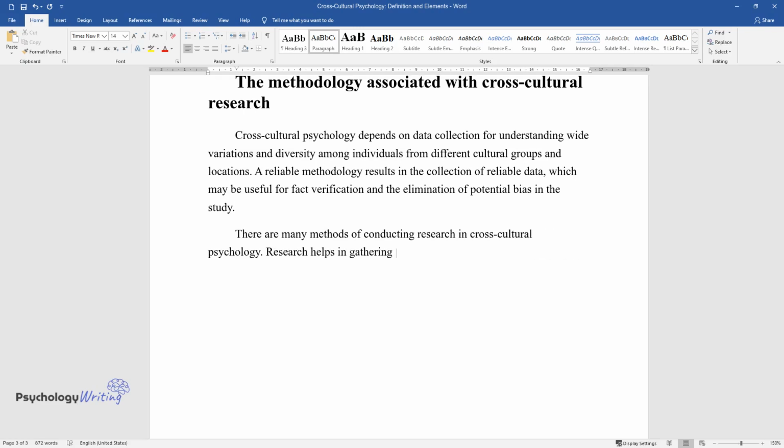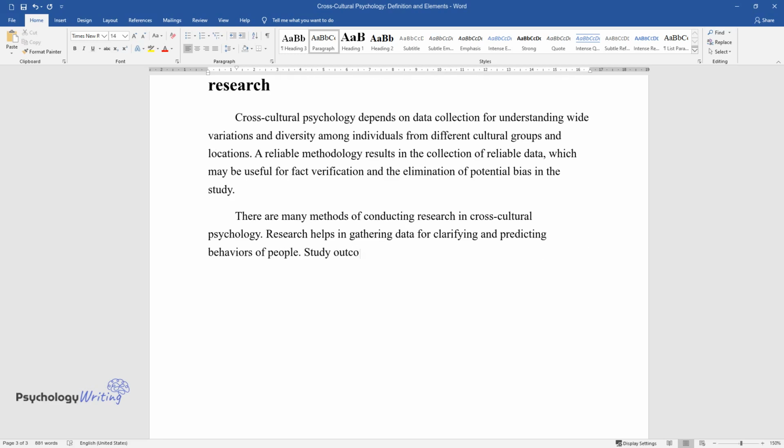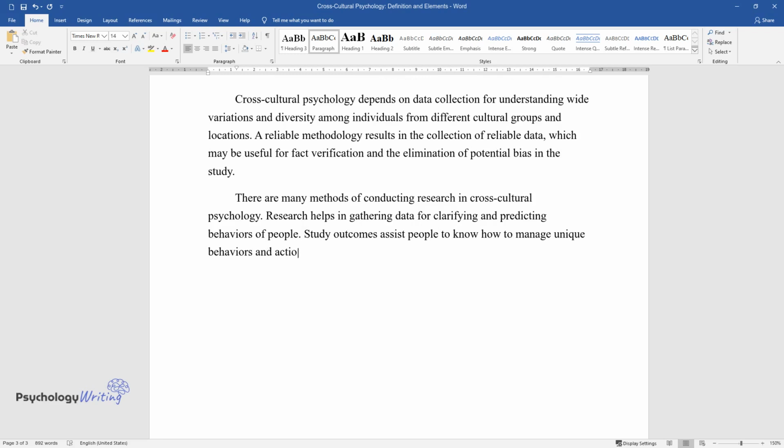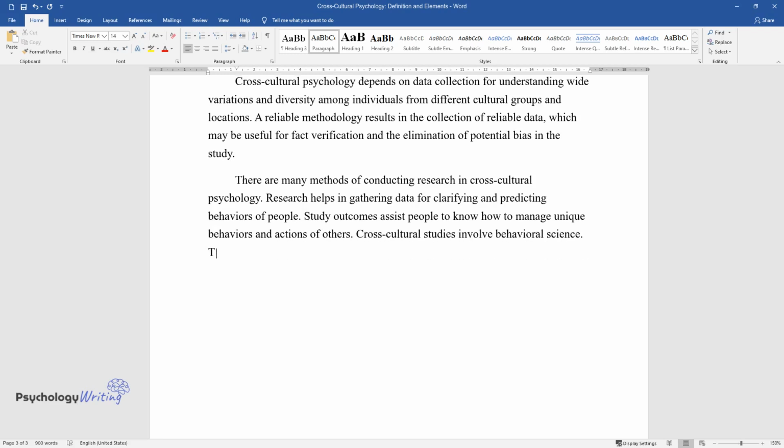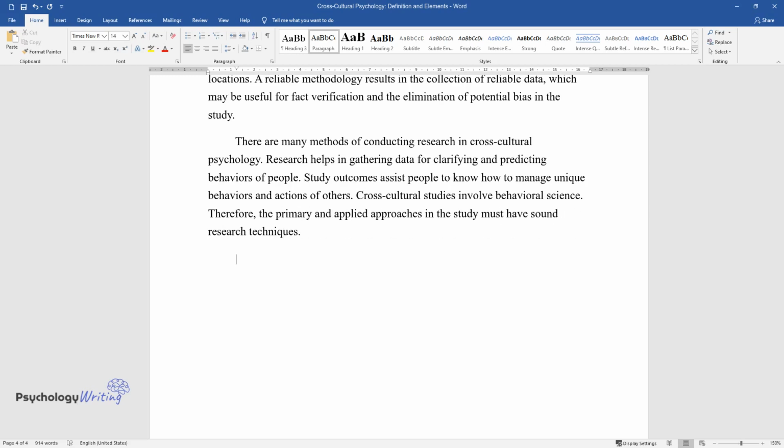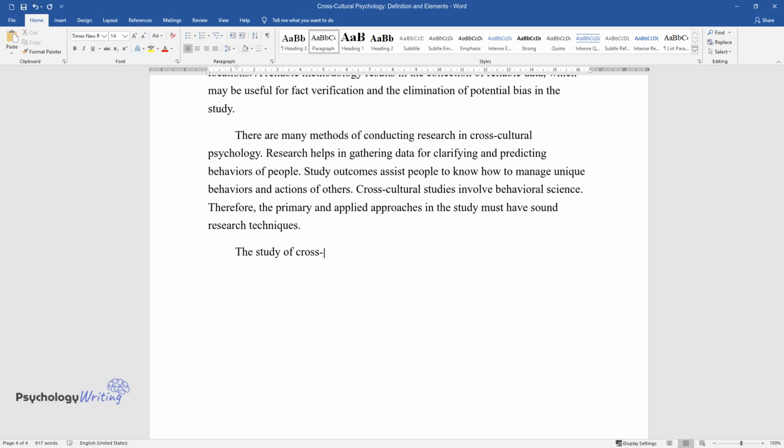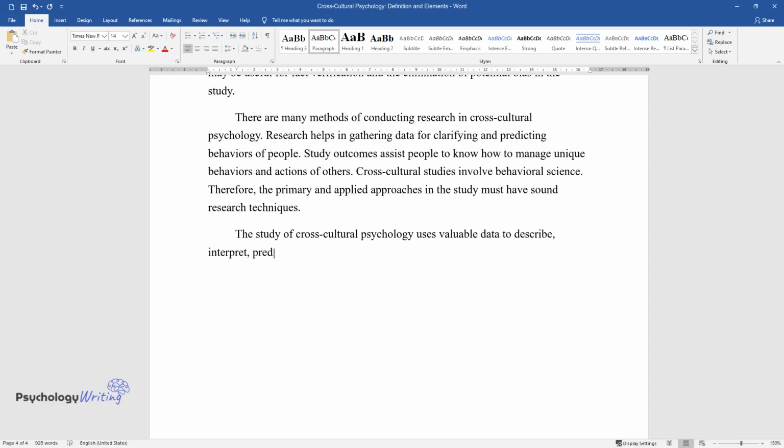Research helps in gathering data for clarifying and predicting behaviors of people. Study outcomes assist people to know how to manage unique behaviors and actions of others. Cross-cultural studies involve behavioral science. Therefore, the primary and applied approaches in the study must have sound research techniques. The study of cross-cultural psychology uses valuable data to describe, interpret, predict, and manage study outcomes.